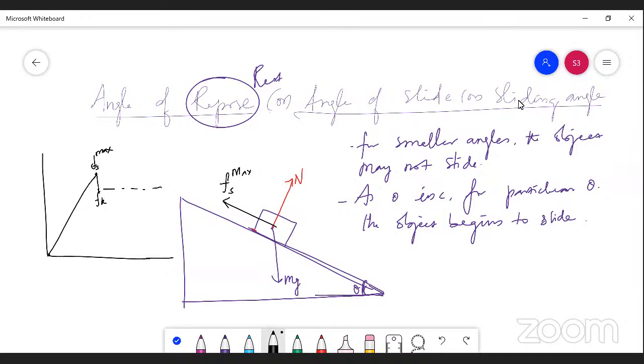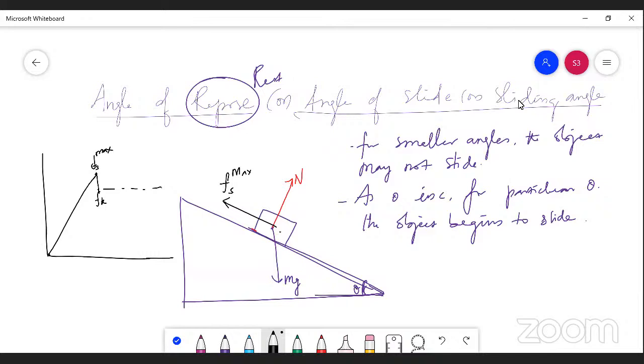I have mentioned this theta as the angle of repose, and I told you this theta is the angle made by the inclined plane with respect to the horizontal, so that the object placed over the inclined plane begins to slide down. So the object is attaining a state of motion, so it has to possess kinetic energy. So kinetic friction comes into play. Right at the same time, the static frictional force is maximum.